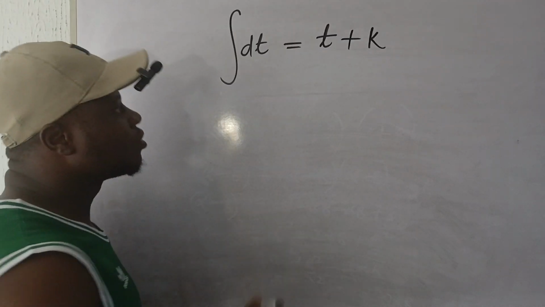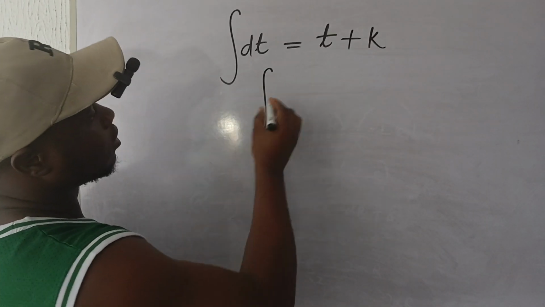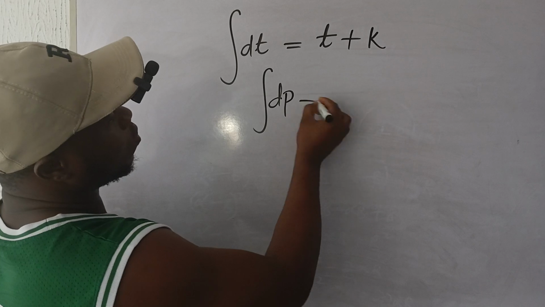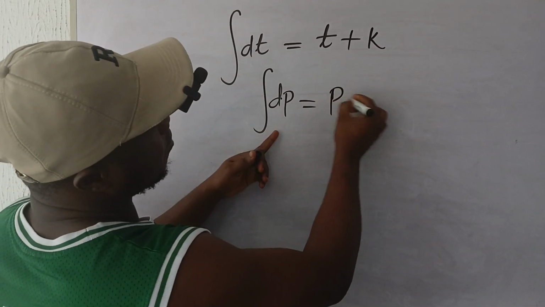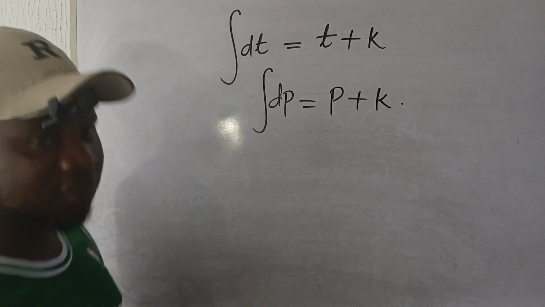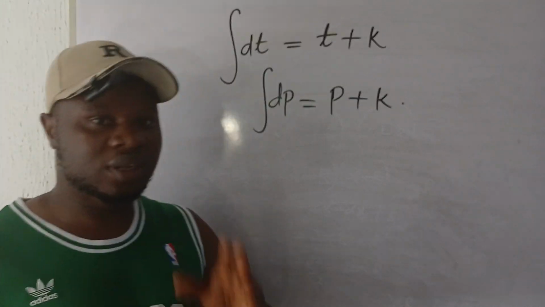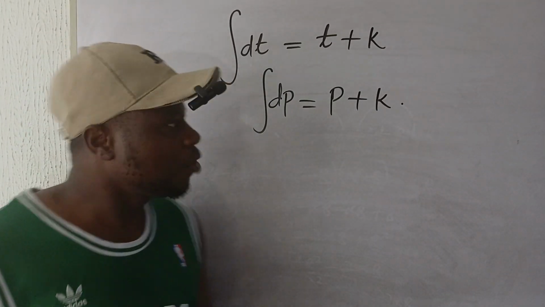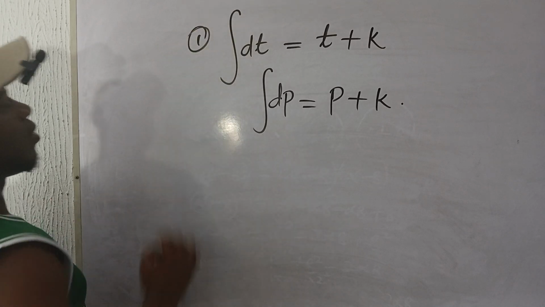So if you are asked to integrate dp, what should be the answer? p plus a constant of integration. That is the first thing you need to know in integration. Let's call this number one.